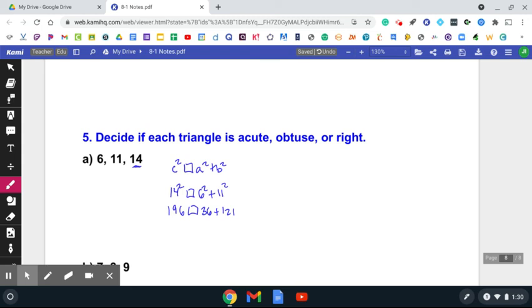Adding these together gives us 157, and then we got 196. So comparing these, this number is bigger than the 157. And so it looks like c squared is taking over everything. So what that tells us is that this particular triangle is obtuse.